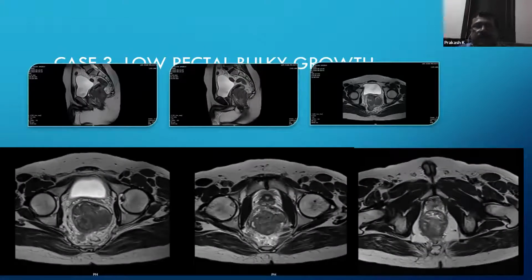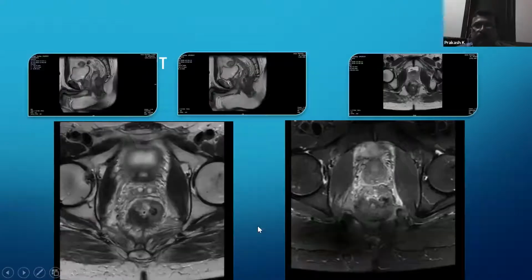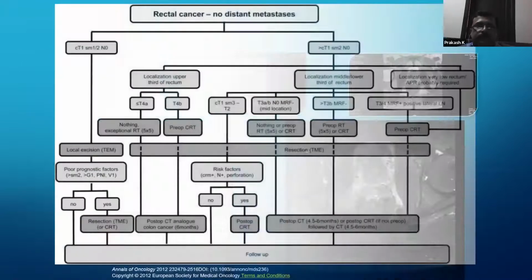Same with the bulky disease here. You can see that when the disease is very bulky, and if there is an extension of tongue beyond the tumor, these patients should definitely undergo chemoradiation. And then again, the mid-rectal type of growth. So all these patients should ideally undergo preoperative chemoradiation, then followed by surgery.